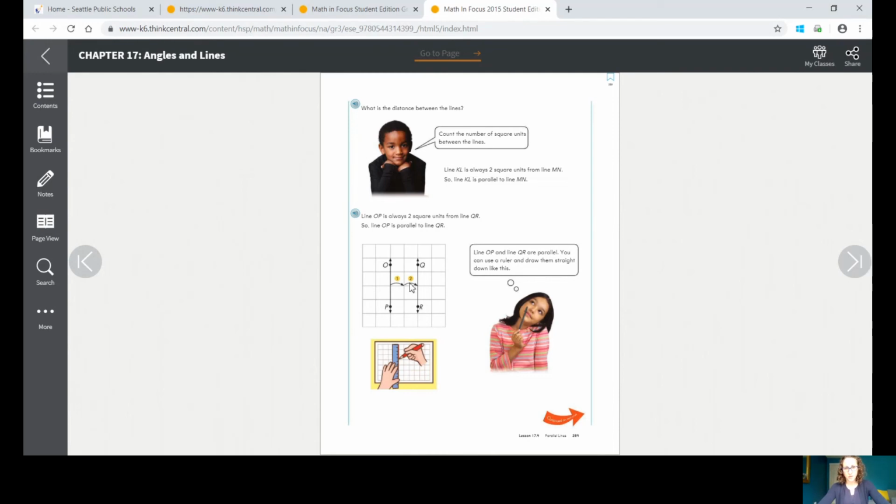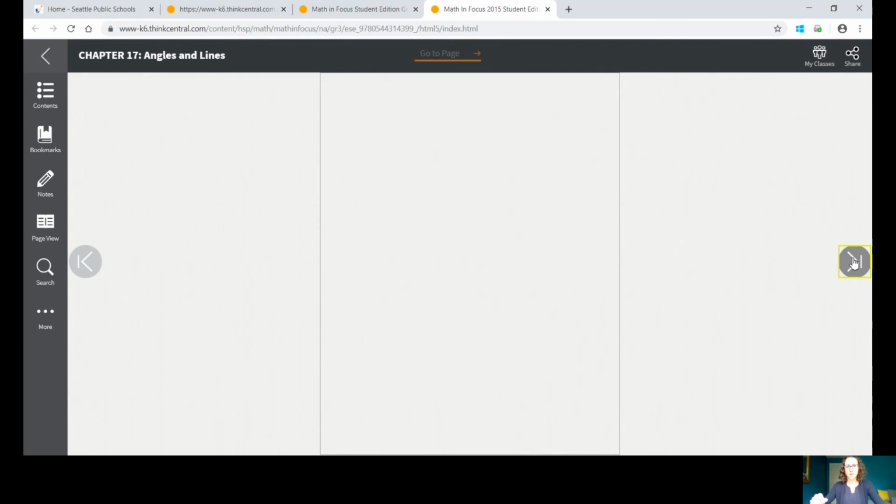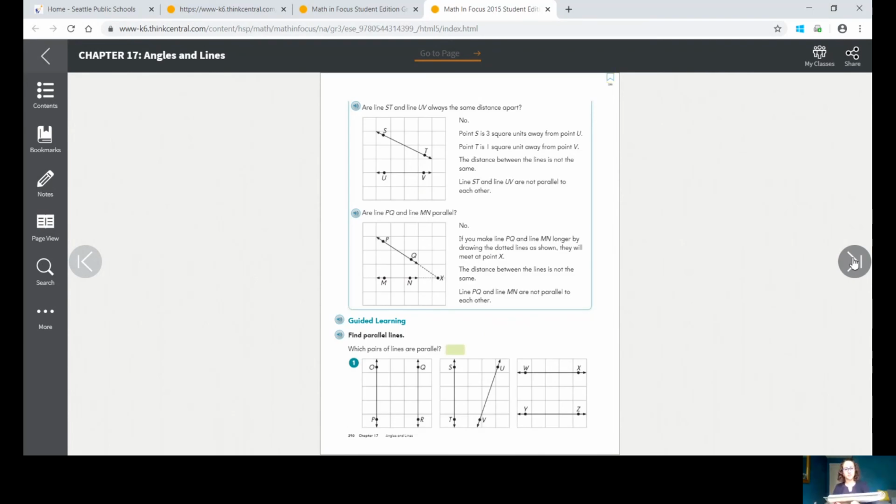And here's what was just said. Here's OP over here, here's QR. And this one too is showing this is 1 square unit and this is 1 square unit because the paper is in squares. We don't know what the unit is. It could be inches, it could be centimeters or millimeters, but it's a unit, some sort of measurement. All right. Go to the next page.